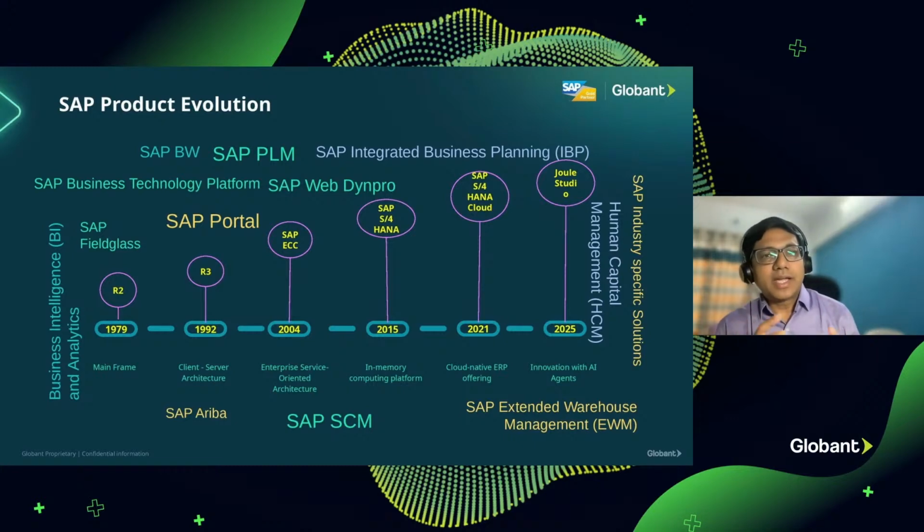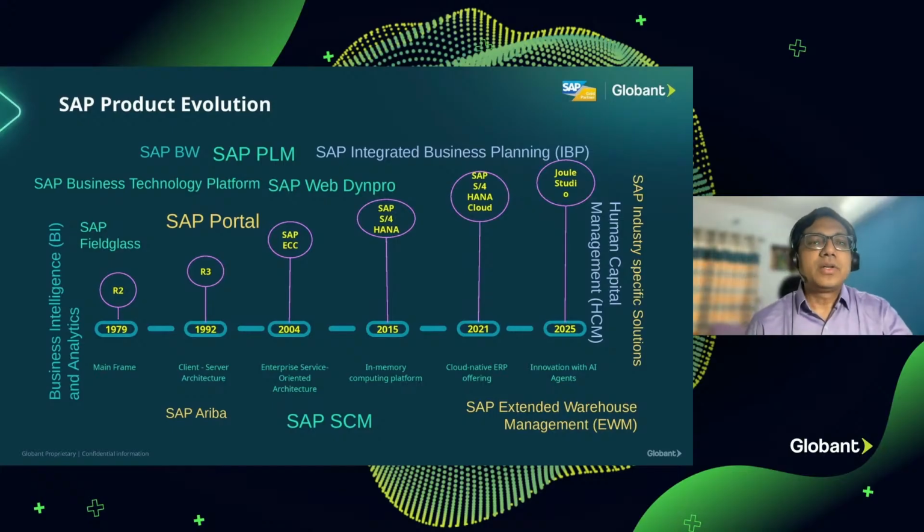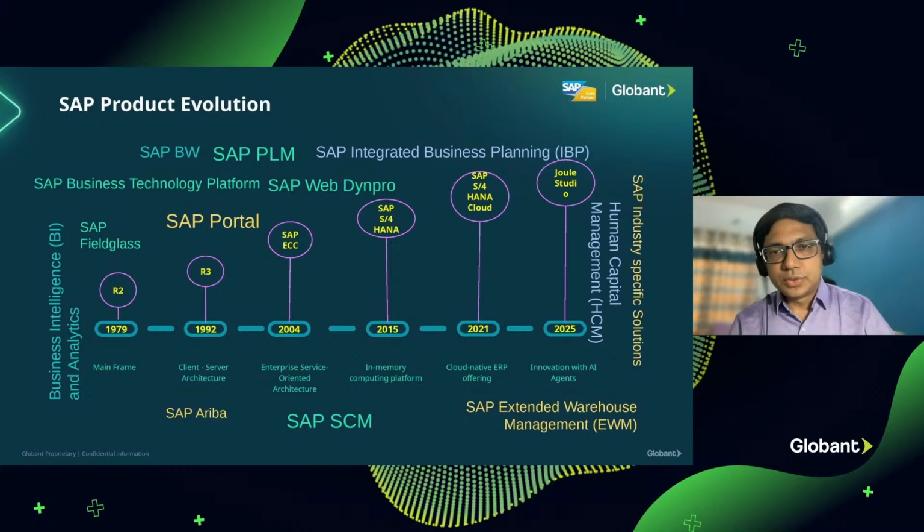So let's have a look at SAP's history, starting from R2 developed for mainframe in 1979, to SAP ECC built on SAP NetWeaver, which catered to the internet boom in 2004, to SAP S4 HANA Cloud released in 2021. This continues to date, where SAP has come up with SAP Joule Studio to take into account the Gen AI power, which was recently launched in July 2025. Apart from the core ERP, SAP also has a lot of products which help with customer needs, like business intelligence, SAP WebDynpro, or EWM.